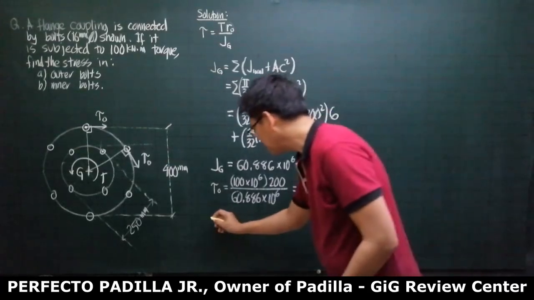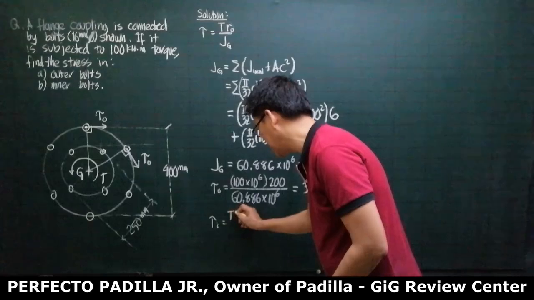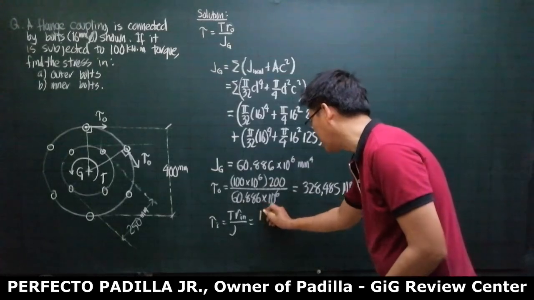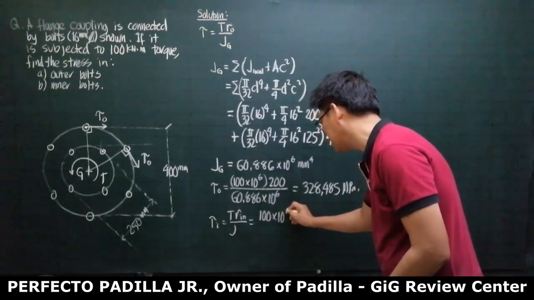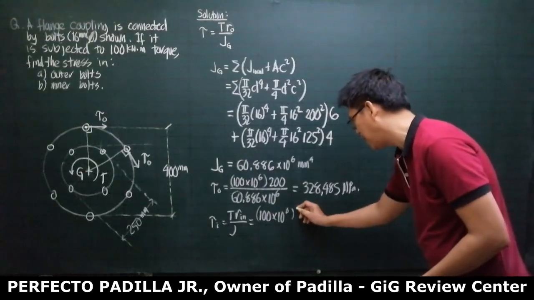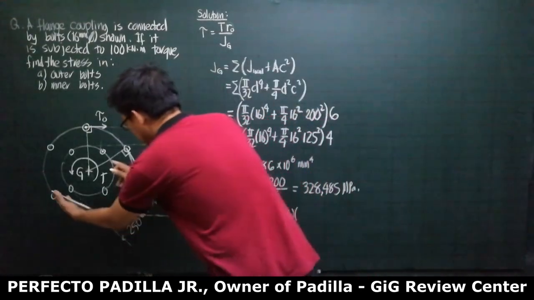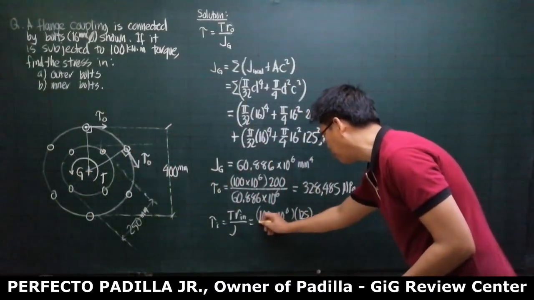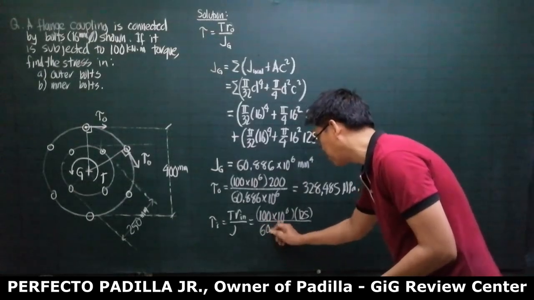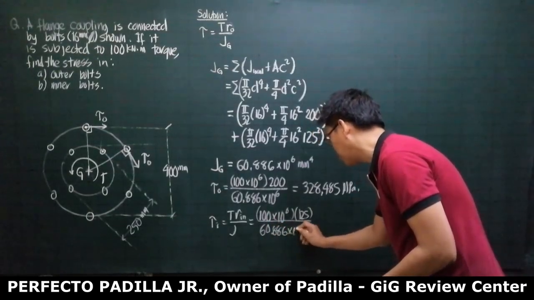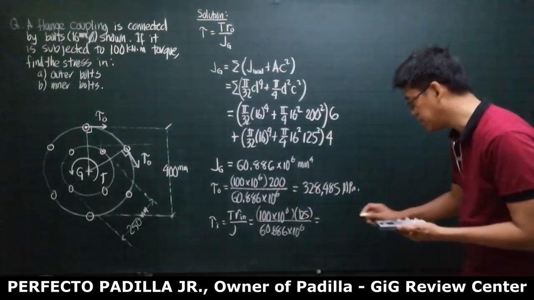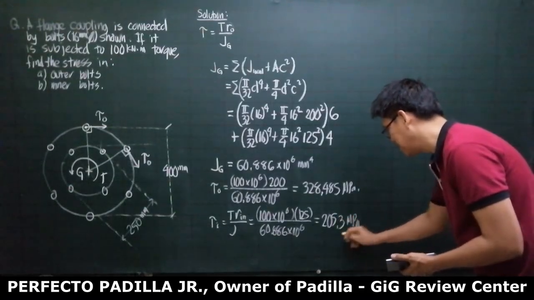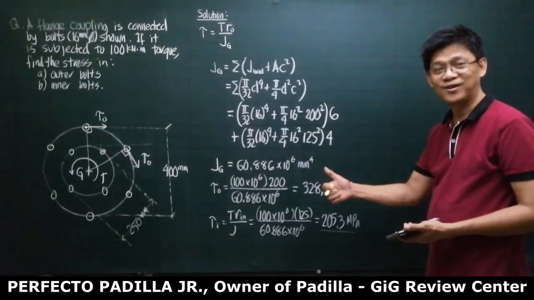megapascal. While tau in the inner bolts will be T R in over J. So the torque is 100 times 10 to the 6 multiplied by R in. This is 250. R in is 125. 125 over J, 60.886 times 10 to the 6. And this is 205.3 megapascal. Do you understand? You follow? Okay.